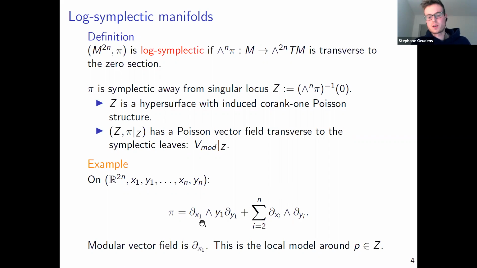And as a consequence of the Weinstein splitting theorem, any log-symplectic manifold looks like this around a point in the singular locus. So this is the local model for any log-symplectic manifold around a point in the singular locus.